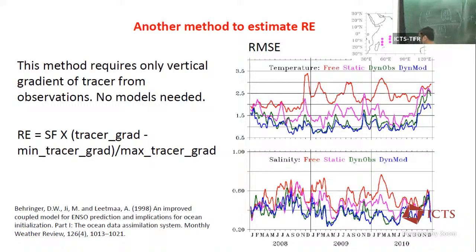So this is another way in which some groups have calculated the representation error. So you have a vertical profile of a temperature or a salinity. Okay? So what you do is you calculate the gradients of that.